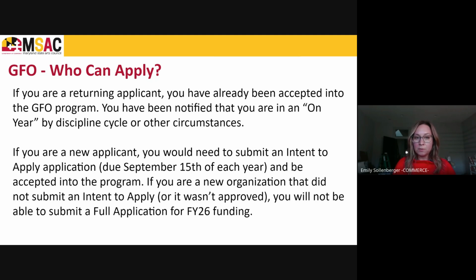If you're new to the program, meaning you have not received funding in the past, or perhaps you lapsed in funding in FY25, you would have needed to submit an intent to apply application that was due on September 15th. And then be accepted into the program. So if you're a new organization that did not submit an intent to apply or was not approved, you will not be able to submit that full application for FY26 funding. If there's any confusion around that, if you're a new applicant, please, again, be in touch with us so we can work through any questions or challenges that might come up in that area.